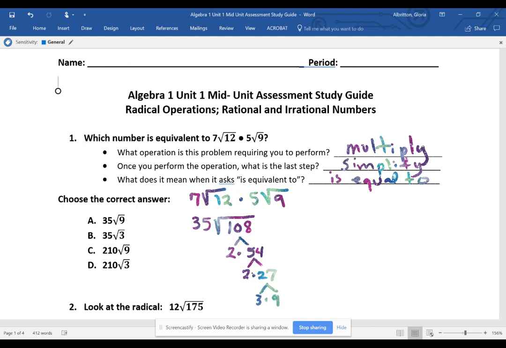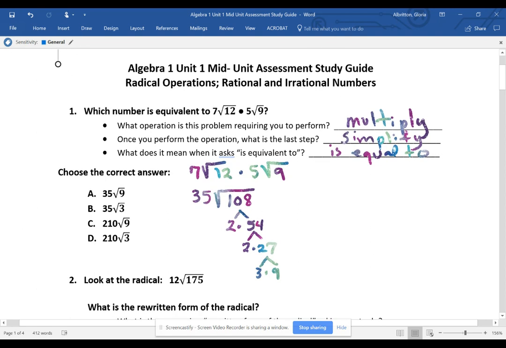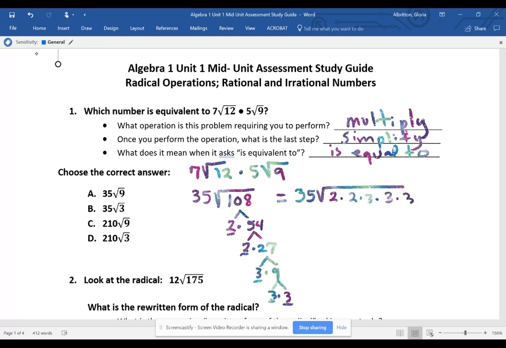Lastly, I would have 9 broken up, and let me move this up a little bit so I'll have some room here. That will give me 3 times 3. So what we have here is we still have our 35 as our coefficient, but I can rewrite 108 as the product of these prime factors from the factor tree. So I have 2 times 2 times 3 times 3 times 3.